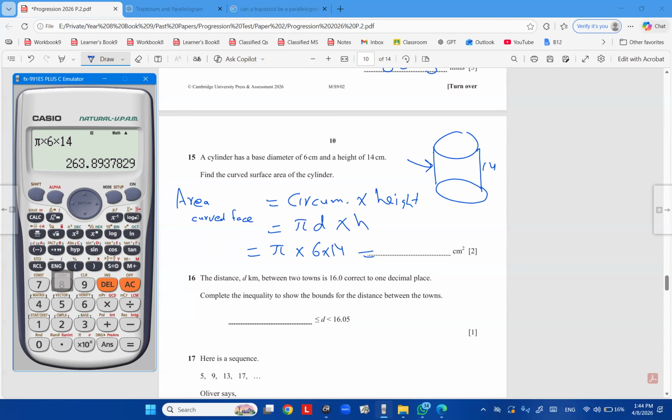They said to you round? No, they didn't say to you round, but I'm going to have to round my answer. You can round it to 1 decimal place or 2 decimal places. Never round it to the nearest whole number, please, if you have a non-terminating decimal. So 263.9.